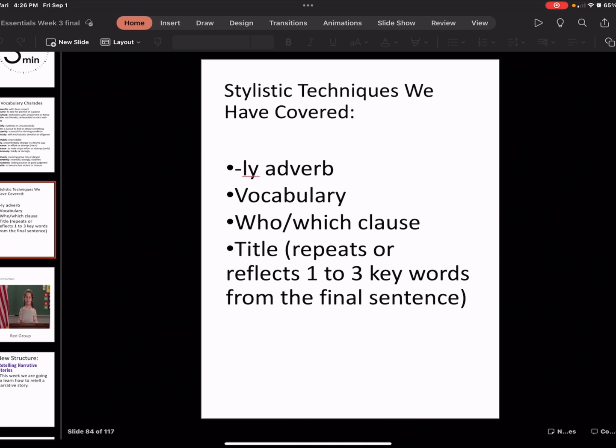We have added in a who-which clause. And then we've talked about how the title is formed or made from repeating or reflecting 1 to 3 keywords from the final sentence. So the question is, which comes first, the title or the final sentence? Kind of like the chicken or the egg, right? So per IEW, the final sentence comes first, and the title is formed or written by using 1 to 3 keywords from that final sentence. So again, repeats or reflects 1 to 3 keywords from the final sentence.